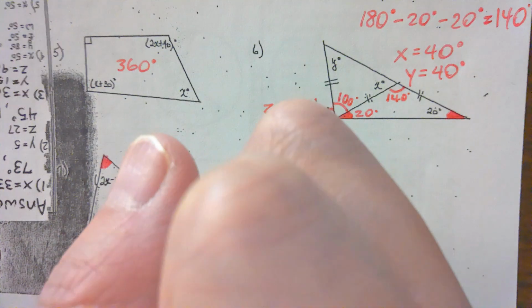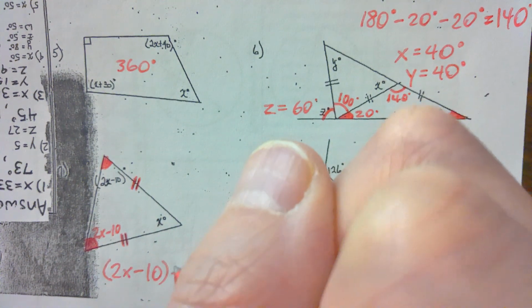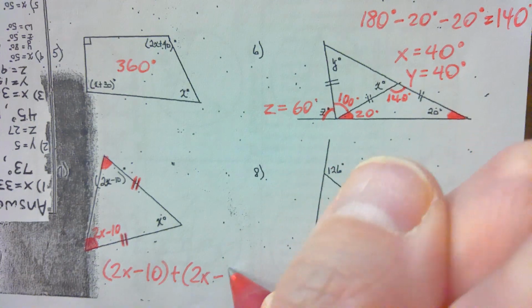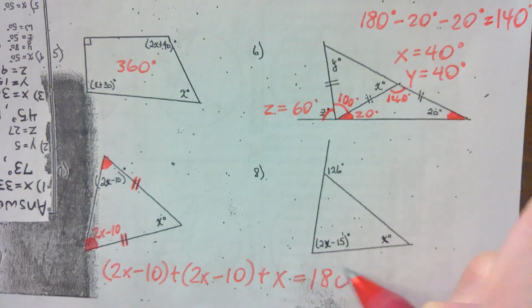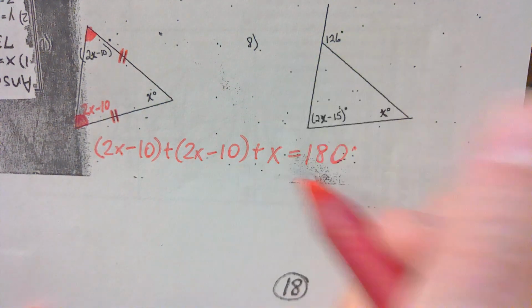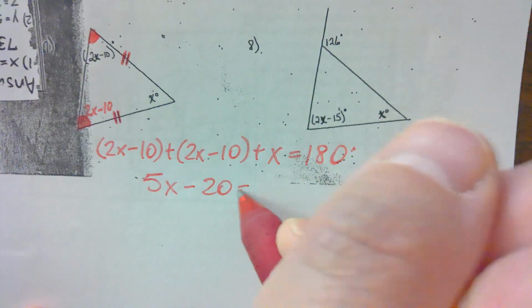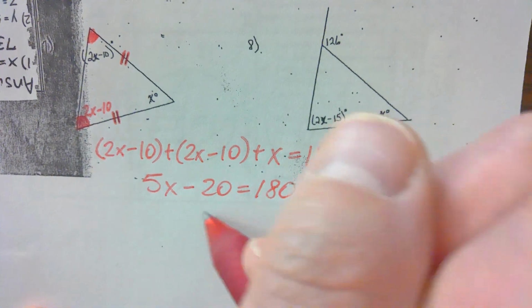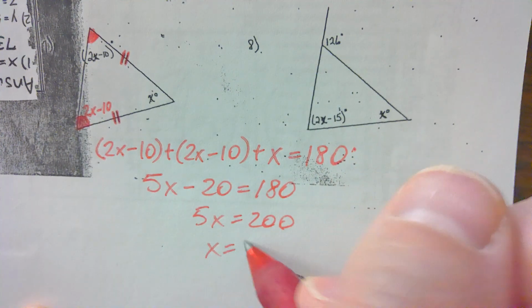So that's 2x minus 10, 2x minus 10, and all three angles add up to 180, plus x equals 180. So when you add them together, you get 5x minus 20 equals 180. 5x equals 200. So x equals 40.